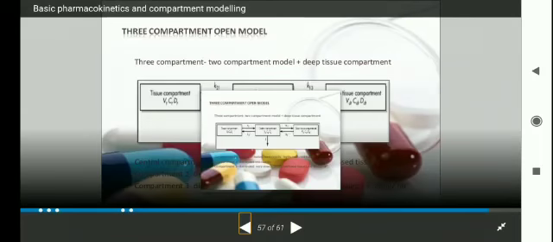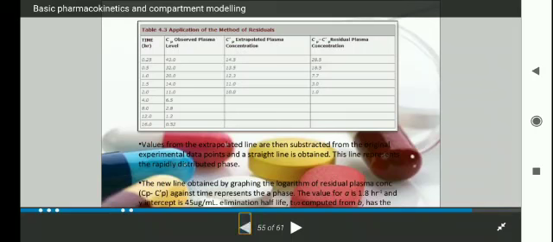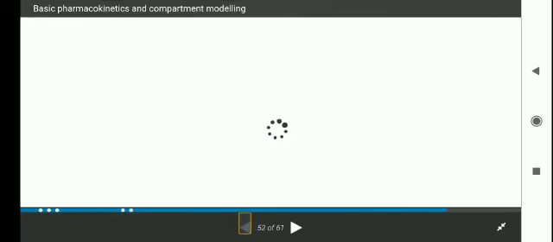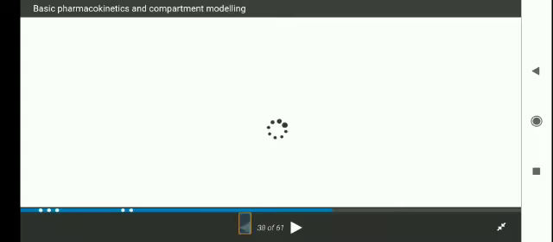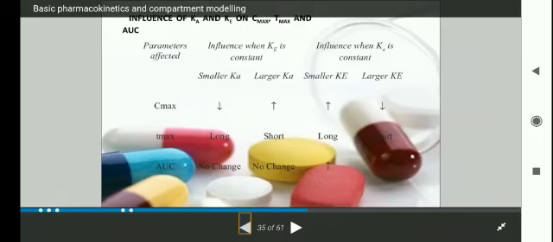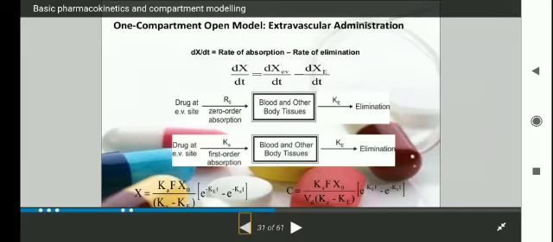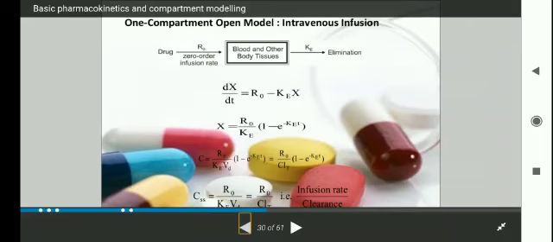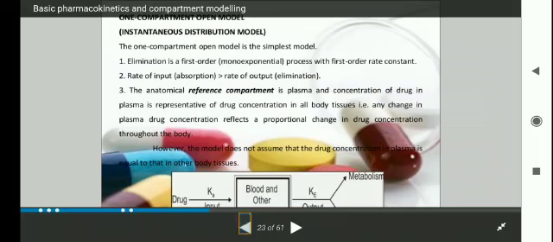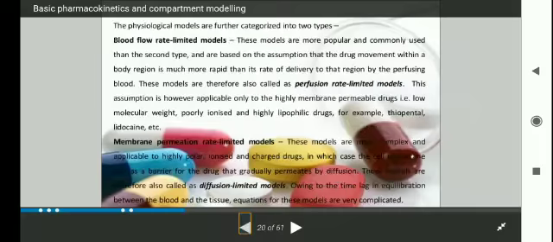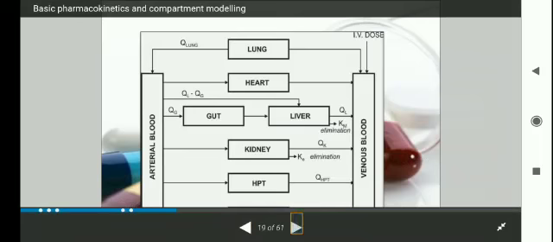This topic you have in your textbook also. For keen reference please go through this one. I think all have the Brahmankar textbook, right? So please follow that Brahmankar textbook. That is actually M.Pharm related, which is very much useful for you.